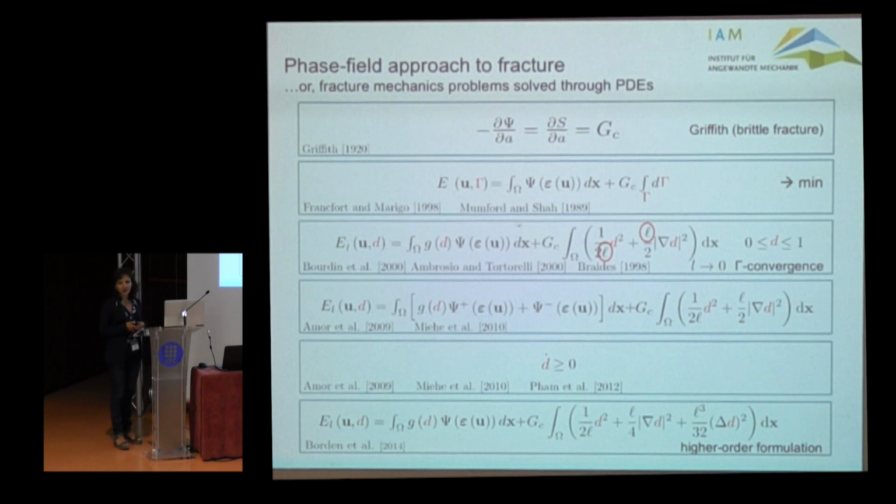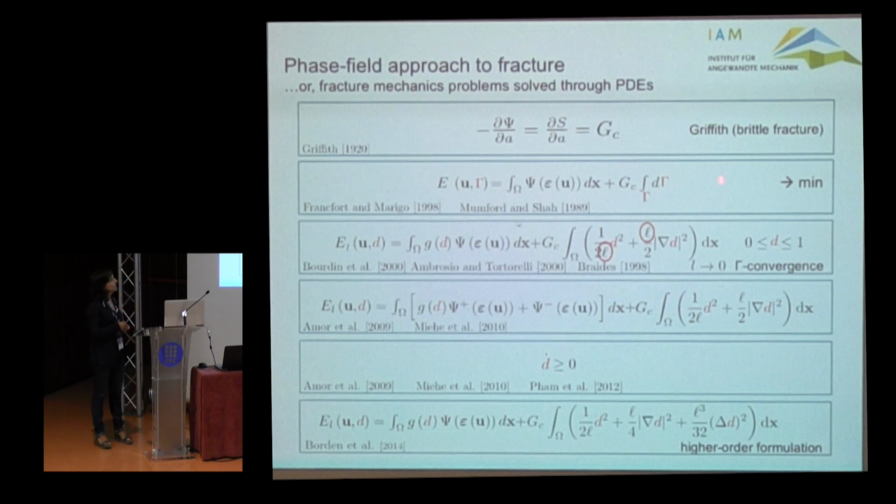So once upon a time, there was Griffith with his well-known energy balance. The energy release per unit advancement of an existing crack has to be equal to the energy consumption for the creation of a new surface in critical conditions. And this quantity is postulated to be a material parameter, which is the fracture energy. So this is brittle fracture according to Griffith.